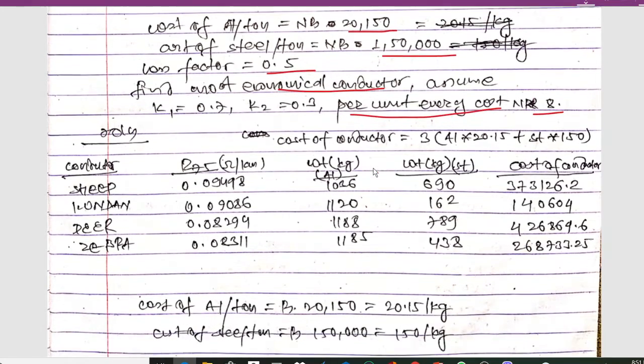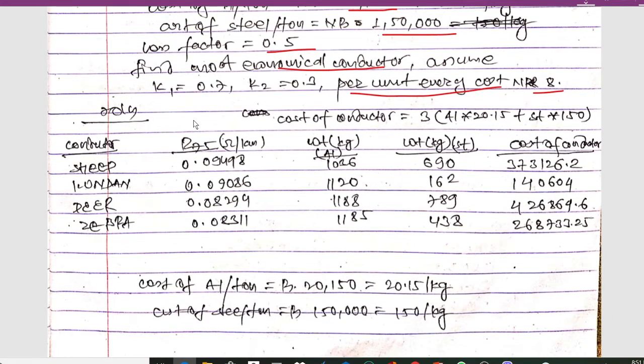So let's start the solution. The very first step is the formula to calculate the cost of conductor. The formula is 3 into weight of aluminium into 20.15 plus weight of steel into 150.